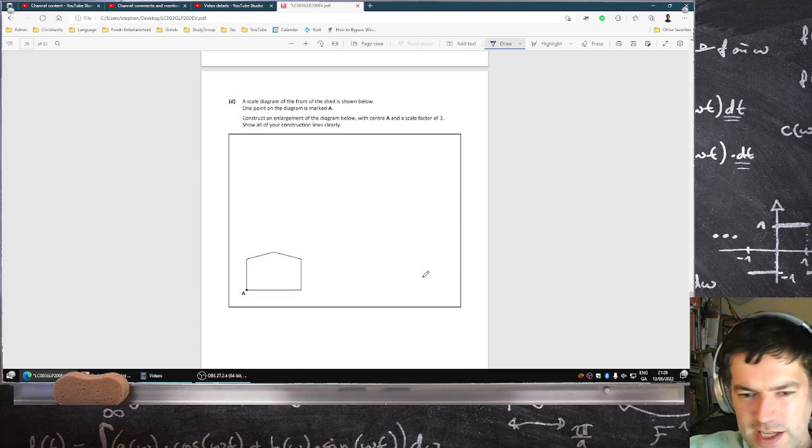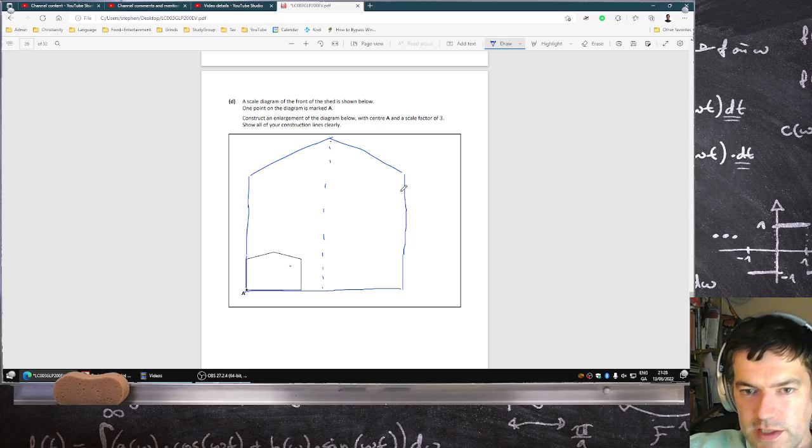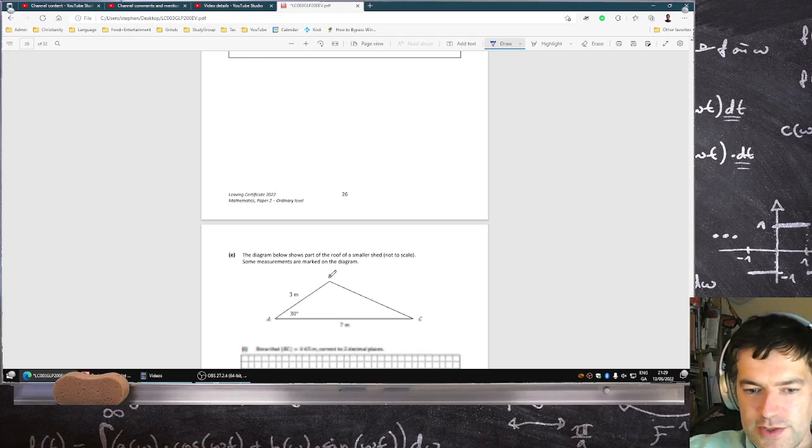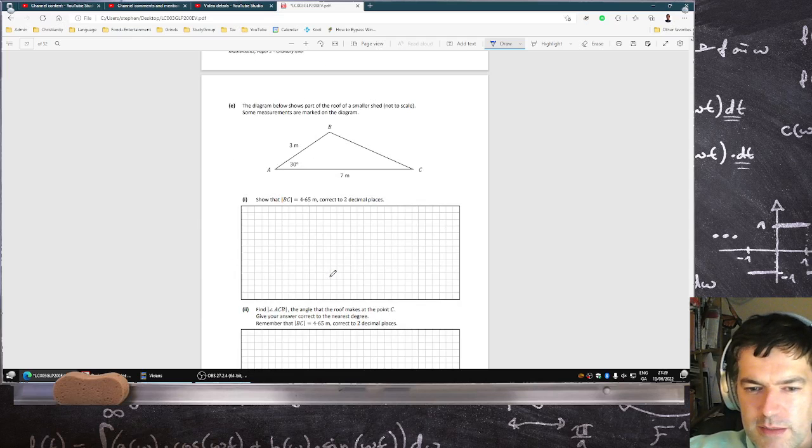Scale factor 3. I can't really do that with my pen, but just roughly look, it gets expanded out 3 times, and then this gets enlarged in its height 3 times, and this gets enlarged 3 times, and then okay, it's going to look something ugly like that. I don't have set squares on the screen. Shot at BC, so calculate this side here.